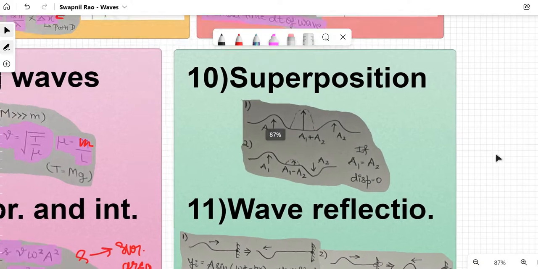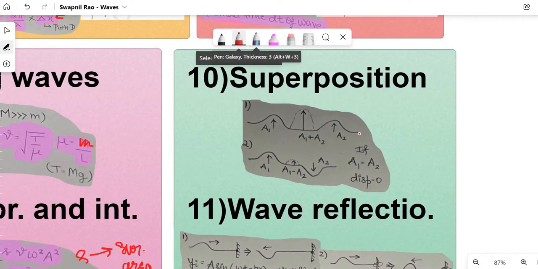Next one will be superposition. So let's say we have a string and this is one wave and this is another wave. This has amplitude A2 and this has amplitude A1. Then when they superimpose, this would be the final wave, and the amplitude of it would be A1 plus A2. So that is one formula.